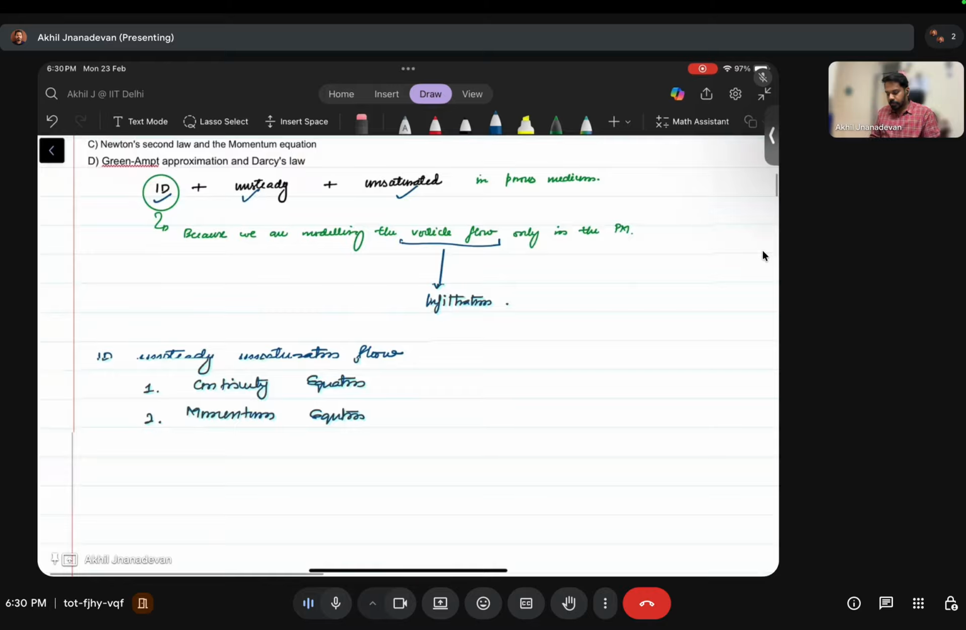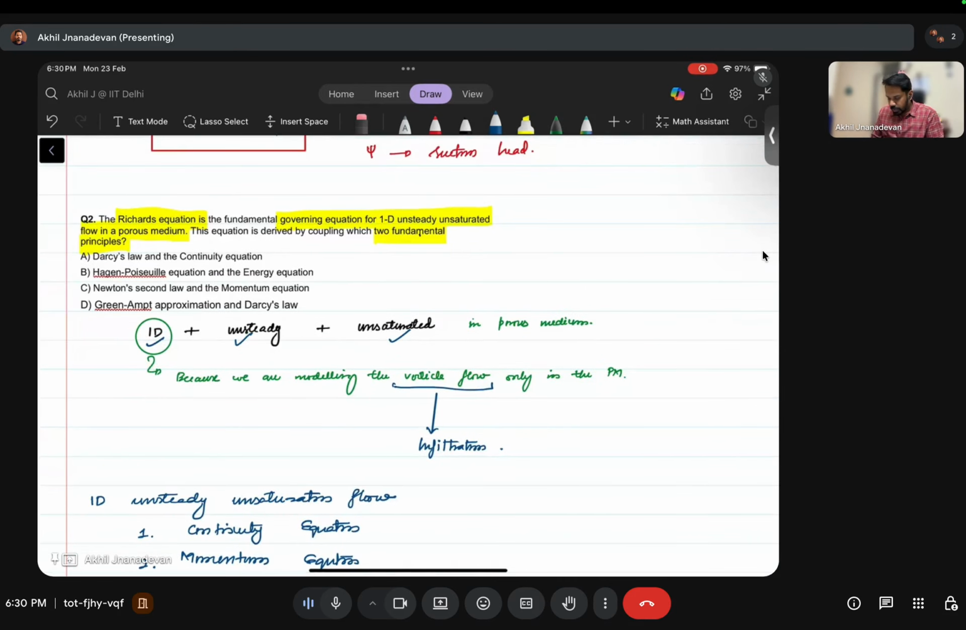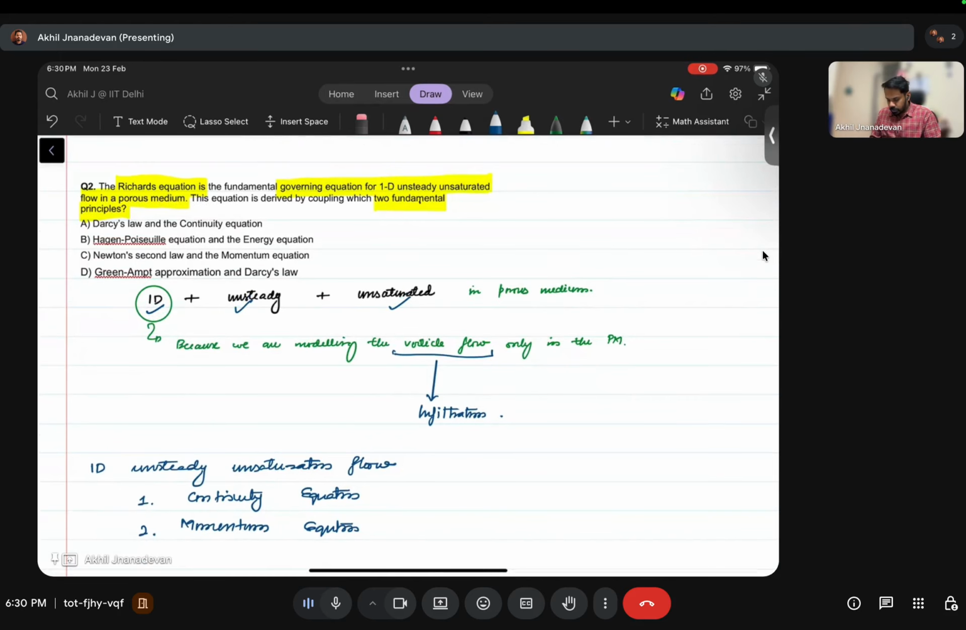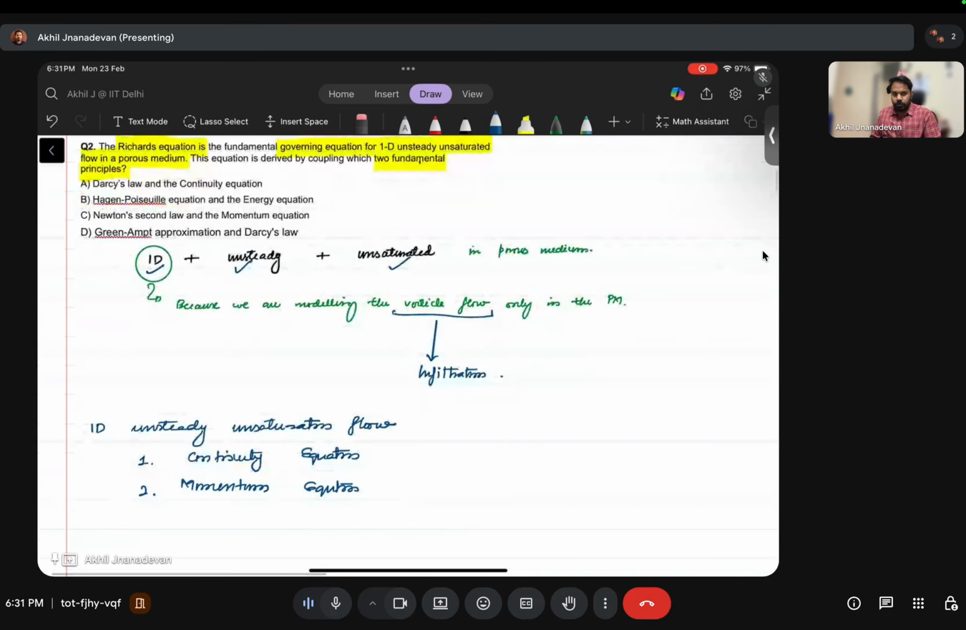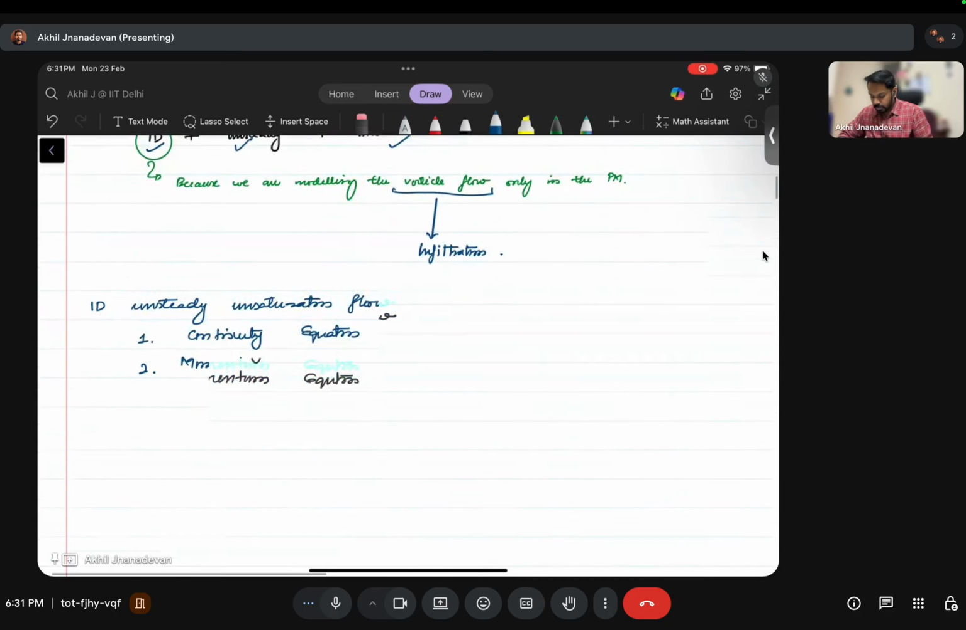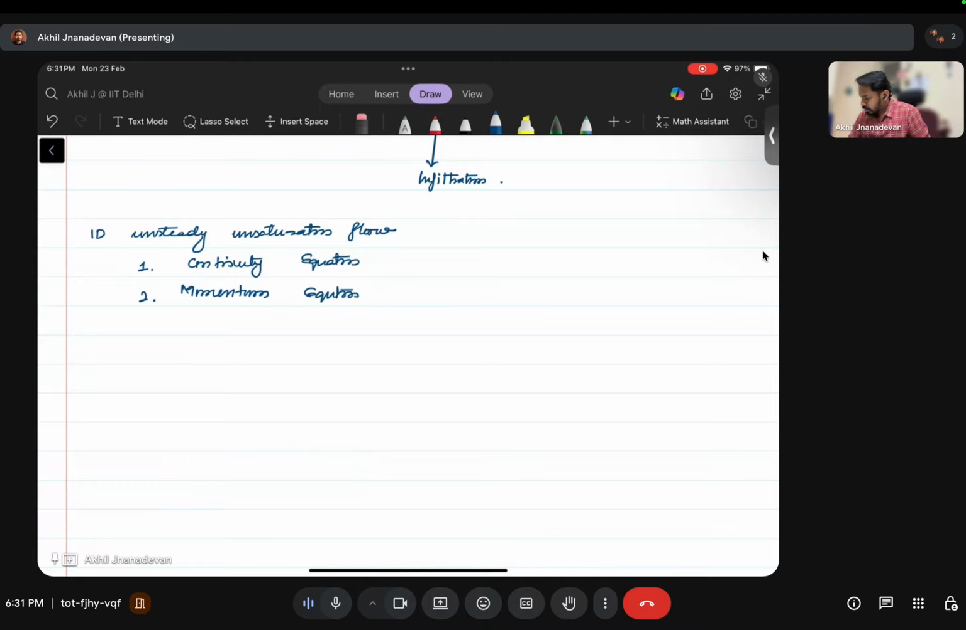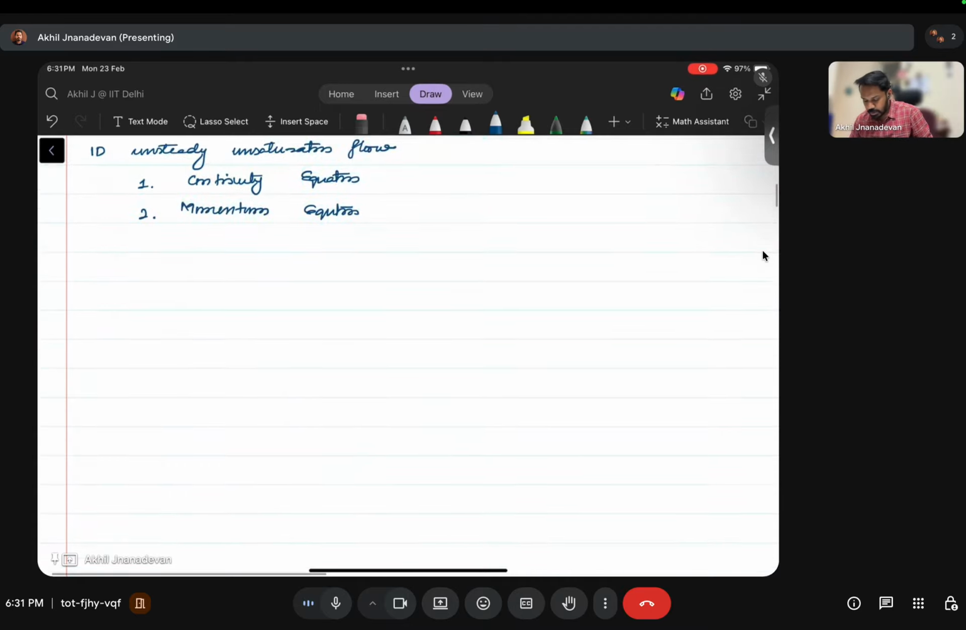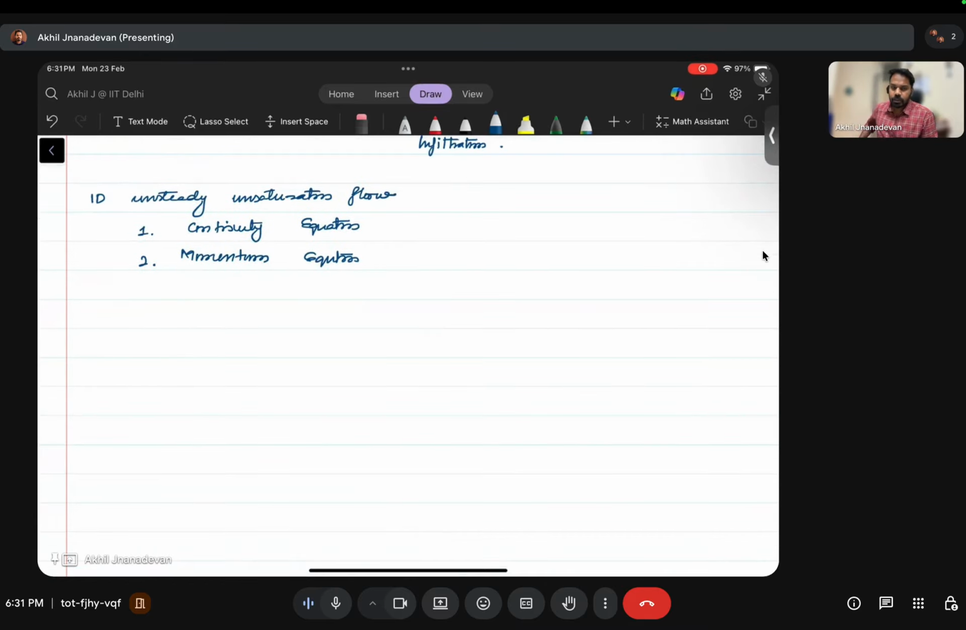But if you see the options, we don't have an option satisfying both. There is Darcy's law and continuity equation, that is one option, but there is nothing like continuity and momentum. That combination is not there. So basically, to apply this, first we will see the continuity equation.